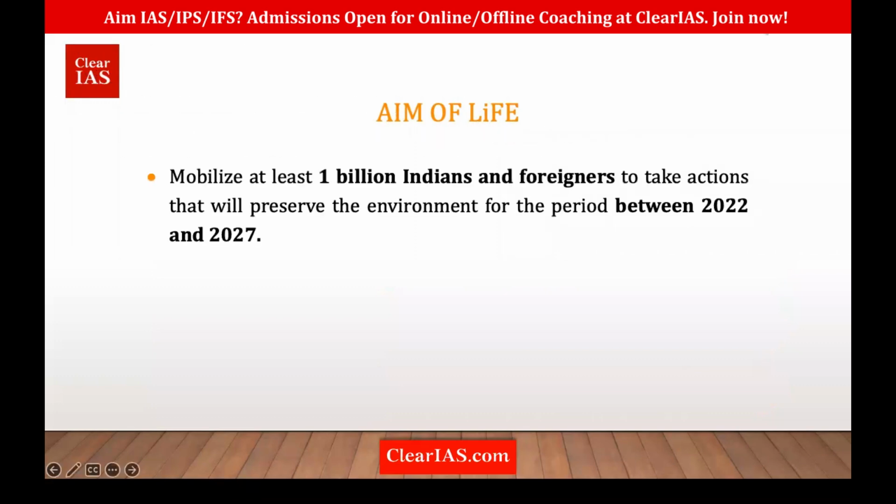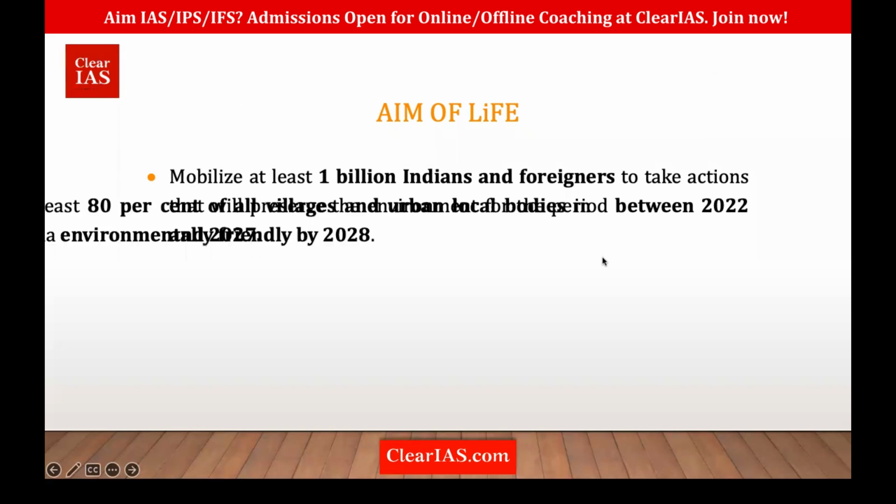We already spoke about it, right? So there are certain targets. India is asking at least 1 billion Indians and foreigners between the year 2022 and 2027 to change their behavior in accordance with the environment and to preserve the environment. Take every action needed to preserve the environment. So between 2022 and 2027, what are they trying to do? Yes, they are going to mobilize people and preserve the environment. That is the aim of life.